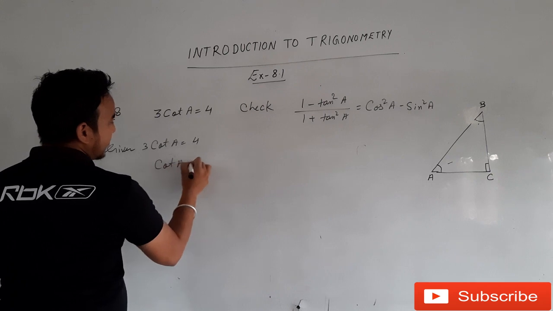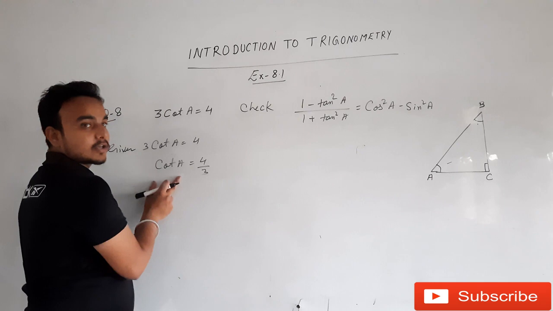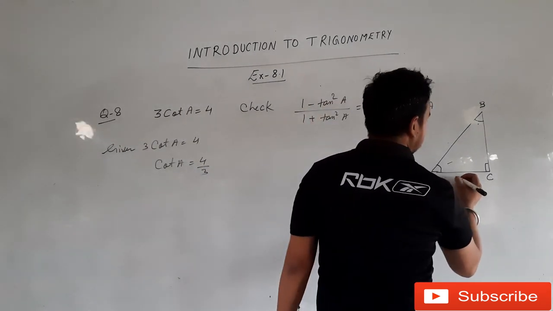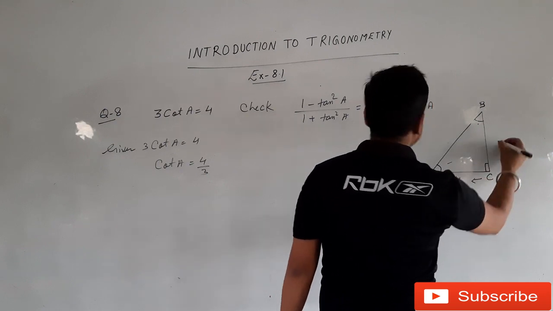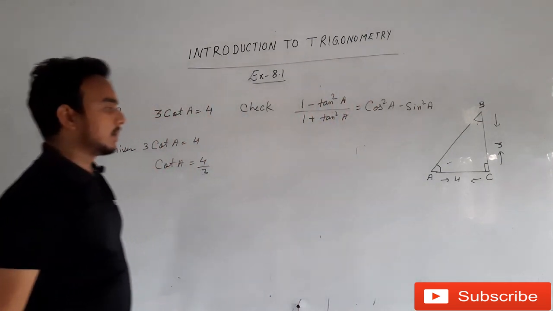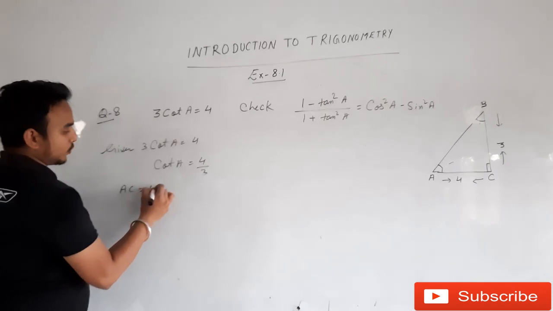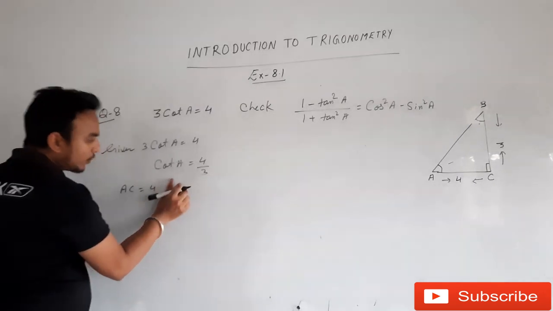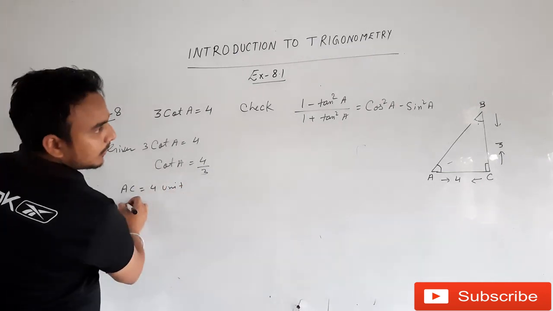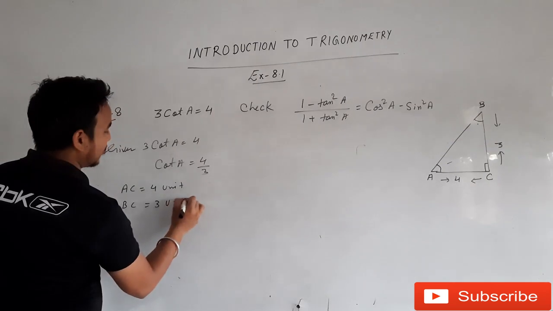3 cot A is equal to 4. It means cot A is equal to 4/3, and we know that cot is the ratio between B and P. It means this will be 4 units and this will be 3 units. You can say AC is equal to 4 units and BC is equal to 3 units.